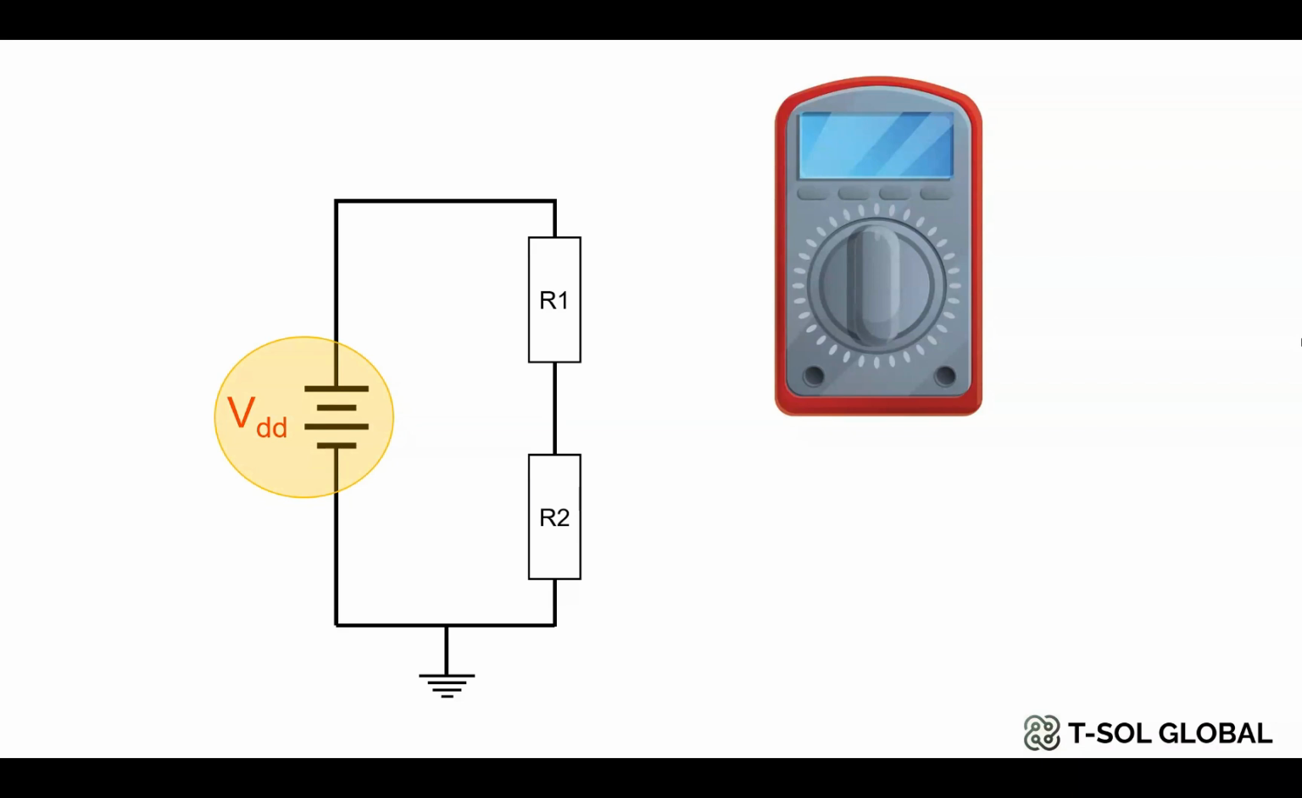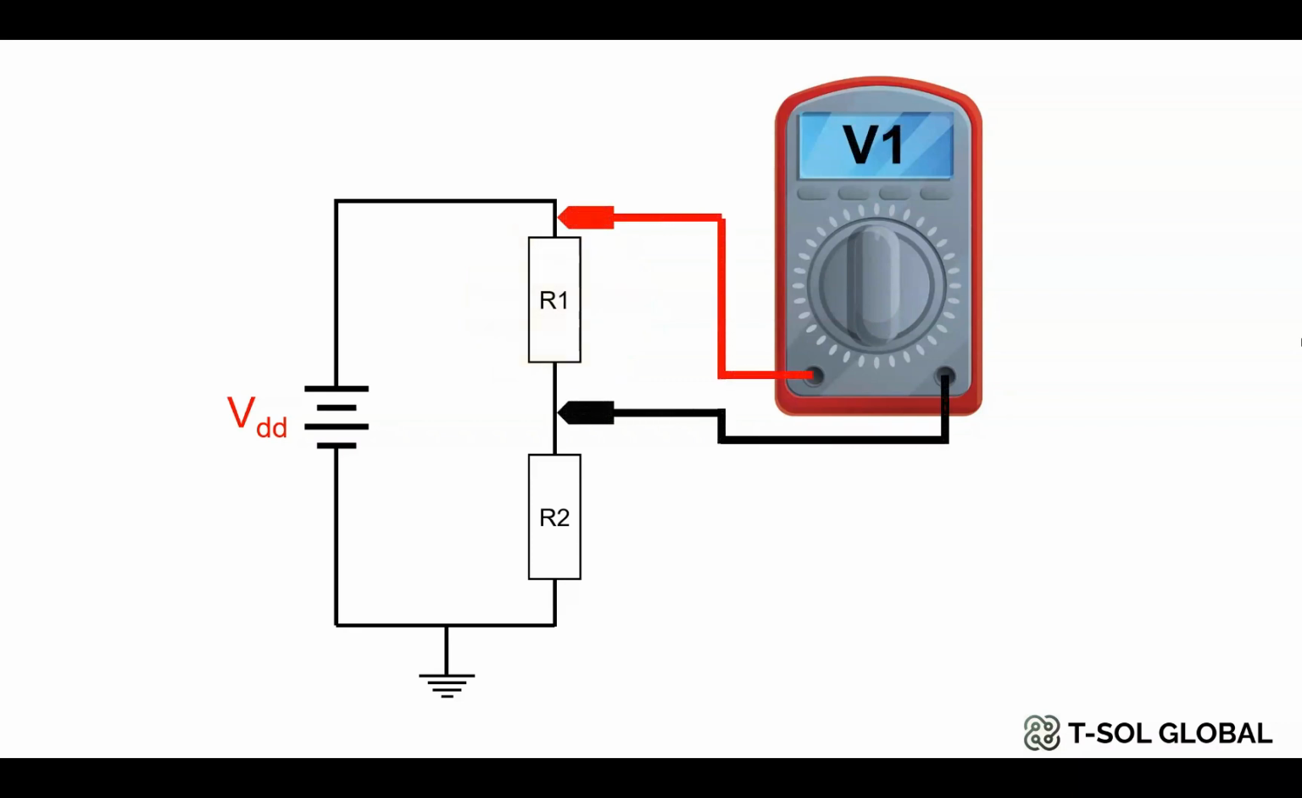So to measure the voltage drop in the R1 resistor, first you have to set your multimeter into the voltage measurement mode, and because here we have a DC power supply, you have to configure your multimeter to DC voltage measurement mode, and you have to connect your multimeter probes in parallel with the R1 resistor, which will give you the voltage drop V1 in the R1 resistor.